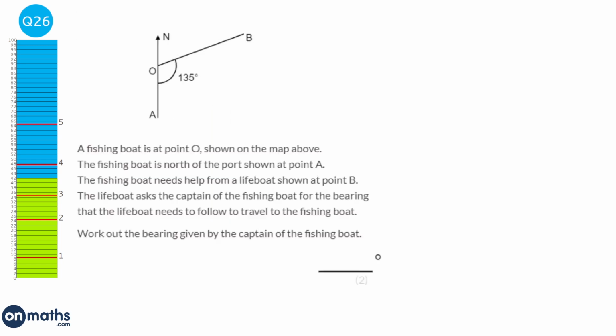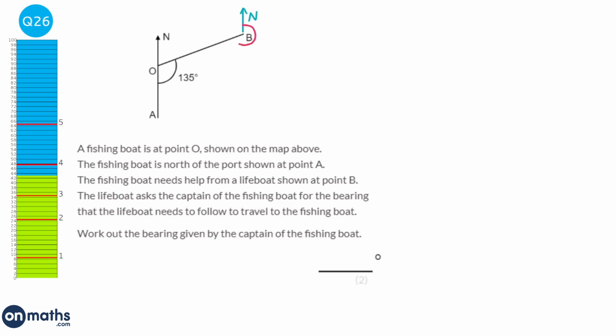So when you read this question, the question's basically asking you to find the bearing of O from B. So the lifeboat is at B, so I'm going to draw a north line here. And to find a bearing, you start from the north line and you keep going clockwise.